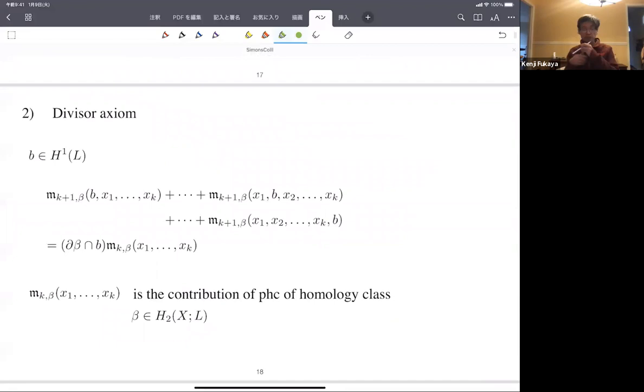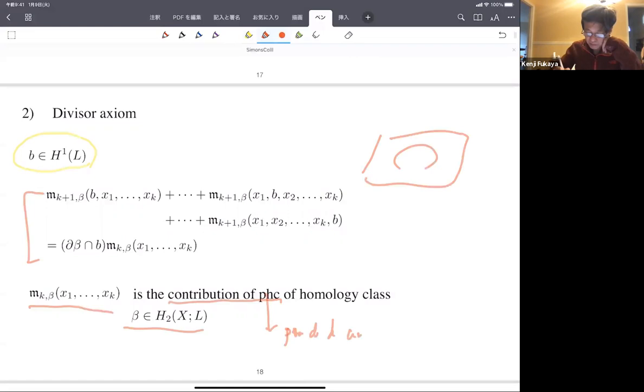So the other thing is this divisor axiom. An analog of the divisor axiom exists in Gromov-Witten theory. In that case, we use the second degree cohomology class. But in Lagrangian theory, we consider this first order cohomology class p, and then the divisor axiom is this equality. This m_k,beta is the contribution of pseudo-holomorphic curves of homology class beta. You count these and you get this operation. So m_k is in a sense decomposed like t to the power of beta. You take each individual piece of these operations.